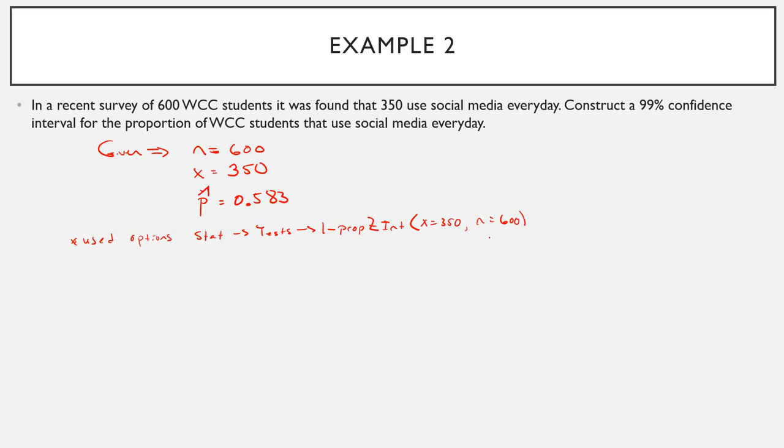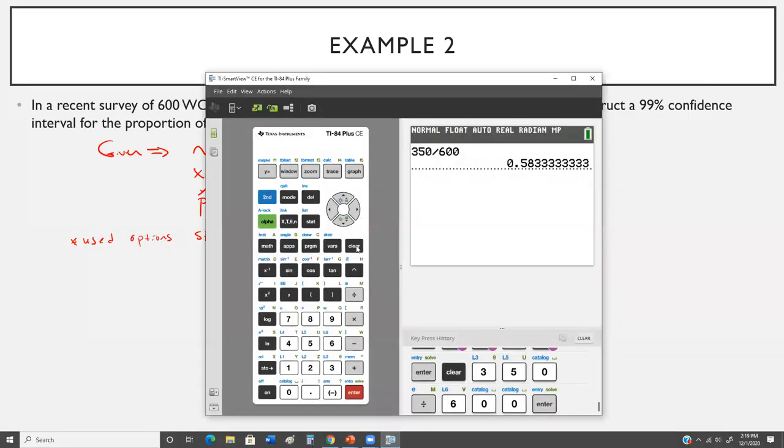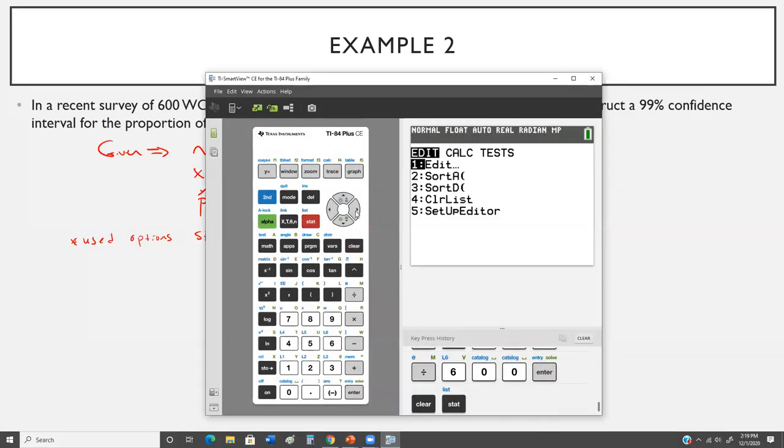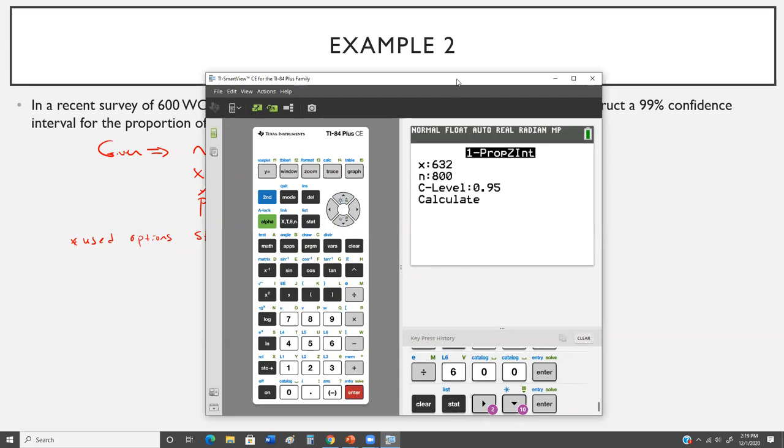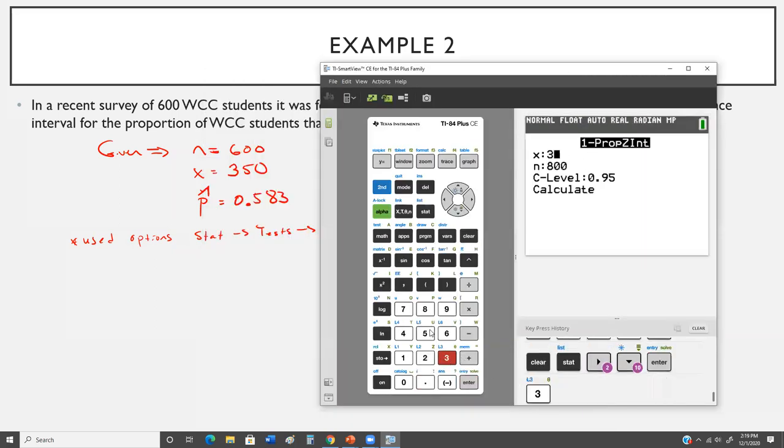The reason I want to do that is in case you made an error, I want to see where the error was. Did you put the wrong values in? Did you click the wrong options? You just need to show me this on the homework. So stat, let's go over to tests. Let's go to one prop Z int right here. Then just plug in those values: 350, 600.